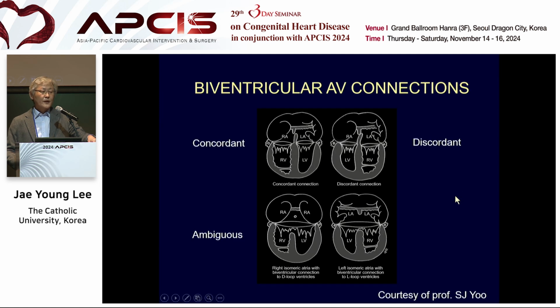And biventricular AV connection is either concordant, as you know, RA to RV, LA to LV, or discordant, RA to LV, LA to RV. But in case of atrial isomerism, we cannot define concordant or discordant. This is a very ambiguous AV connection. But still, with two AV valves or a common AV valve, the connection is biventricular.